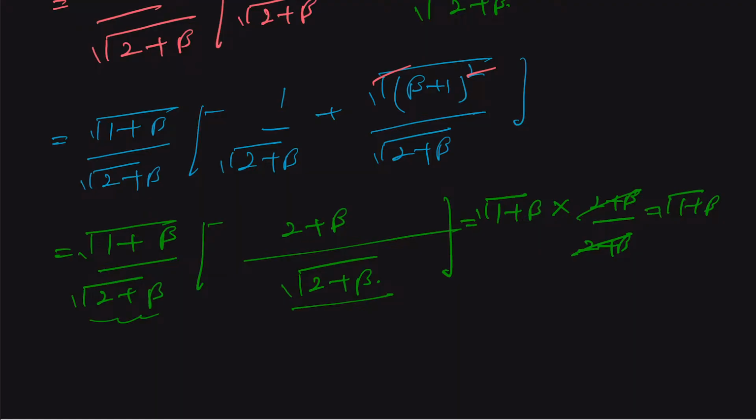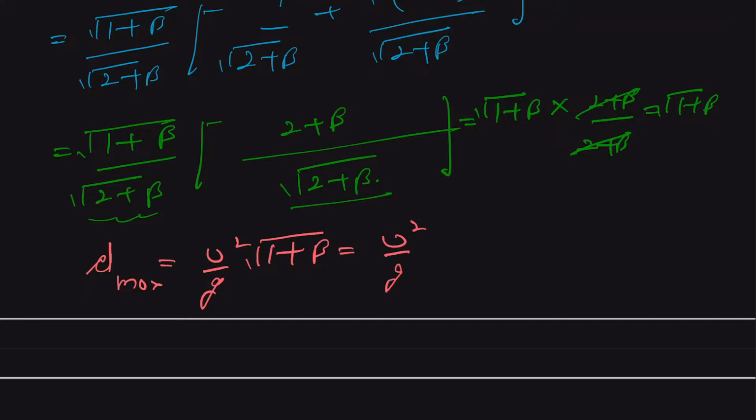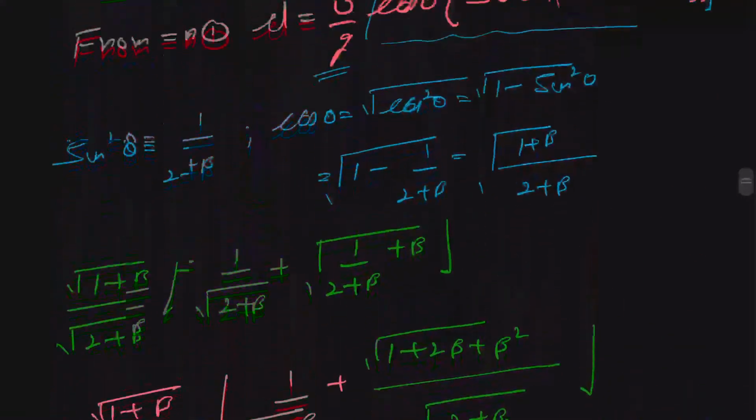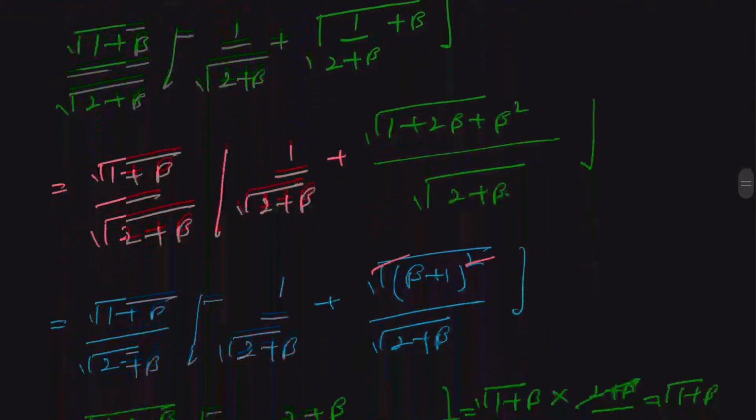So this was a little bit lengthy, and therefore we can say that our d max is equal to v square upon g times (1 plus beta) whole square. And we can substitute the value of beta, so we get v square upon g, 1 plus beta, where beta is 2gh upon v square. So this is the maximum value of the distance, and we already found out the maximum value of our angle. And these two relationships we are going to use in the next question also.